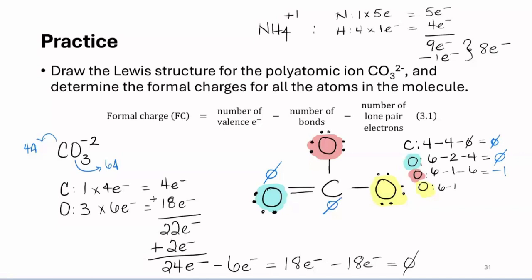That same work can be utilized for the oxygen in yellow in this Lewis structure. So it's 6 minus 1 minus 6, which equals -1, which means that each of those oxygens on carbonate have a formal charge of -1. And if we consider that this molecule overall has a charge of -2, it is because of the formal charge of each of the oxygens in the Lewis structure.